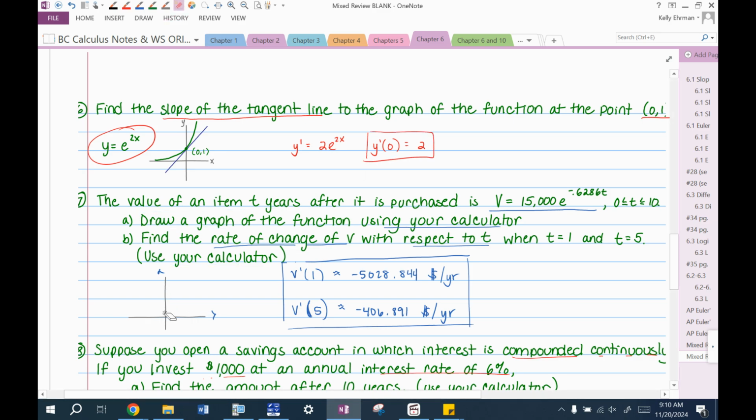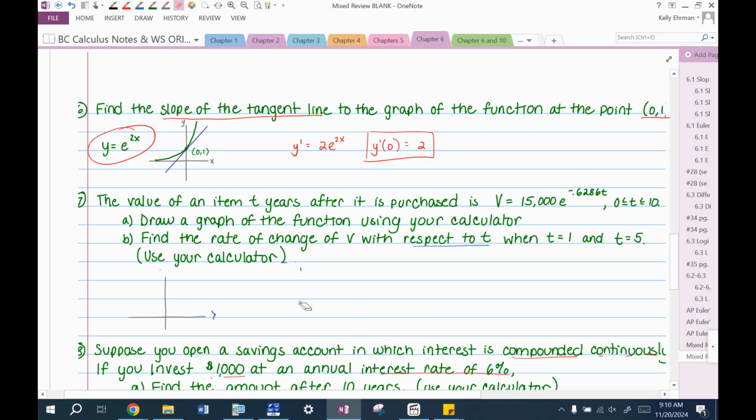All right, my next one. The value of an item t years after it's purchased is v equals 15,000 e to the negative 0.6286 t. t is between 0 and 10. Draw a graph of the function using your calculator.